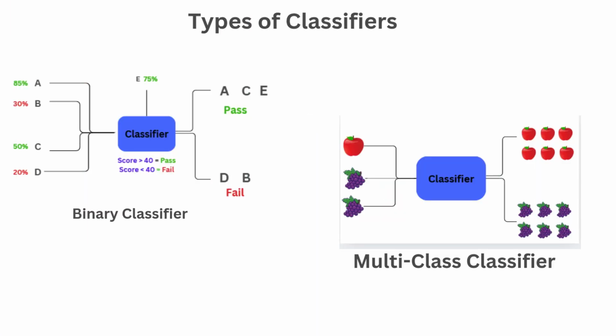Types of classifiers. Binary classifier classifies into two categories. Multi-class classifier classifies into more than two categories.